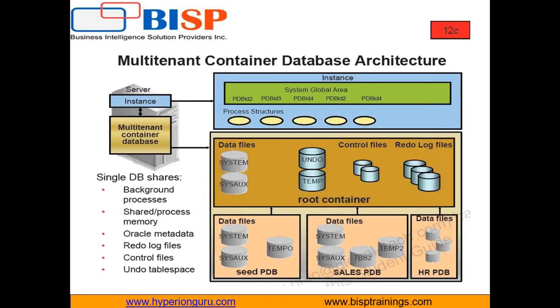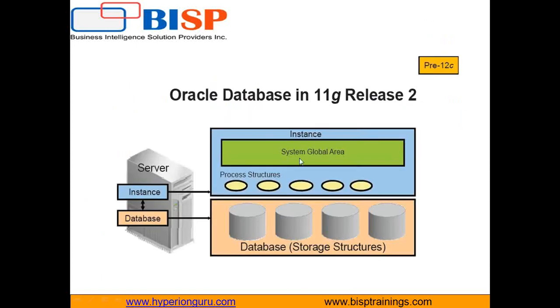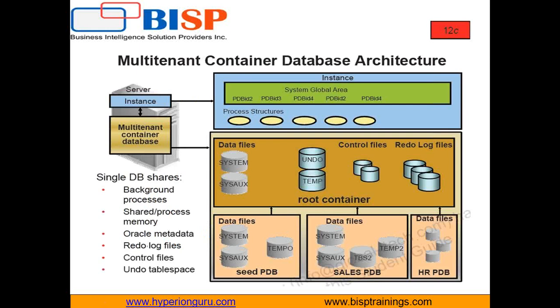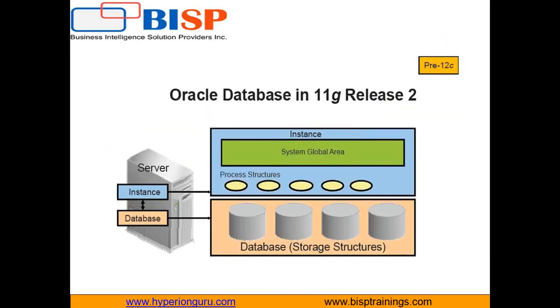Here you can see the architecture of the multi-tenant container database. Same thing: a server and your CDB, as we call it in short. The instance is there, the same as in 11g, with the SGA and the other background processes like PMON, SMON, log writer, and DBWR, the database writer processes. So the instance and its process architecture are there. Now while comparing this with 11g, you can find the differences in the storage structure. So what are these differences?